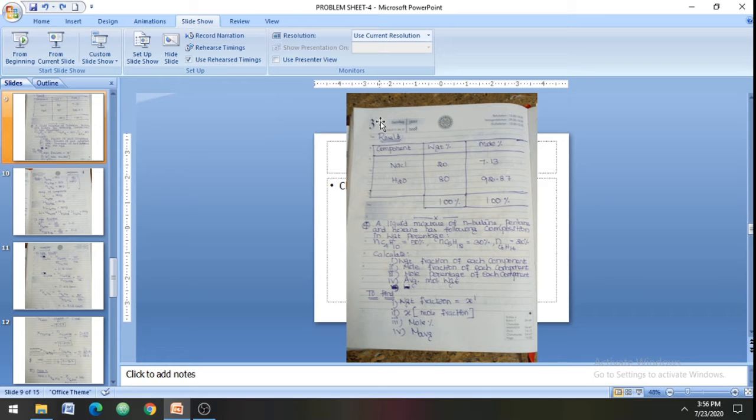To find, repeat the points: weight fraction, mole fraction, mole percentage. I will denote weight fraction as x dash, and mole fraction as x. Then the average molecular weight, you know, is M average. If you want the formulas, refer to my previous lecture, where the important terminologies used in unit 1 are given.